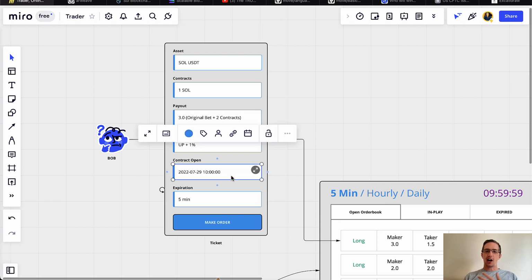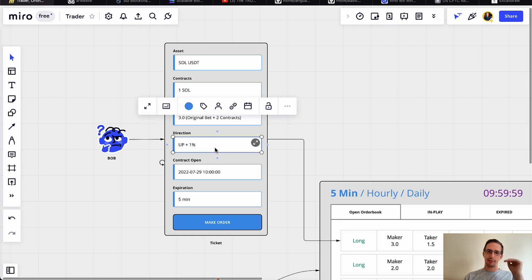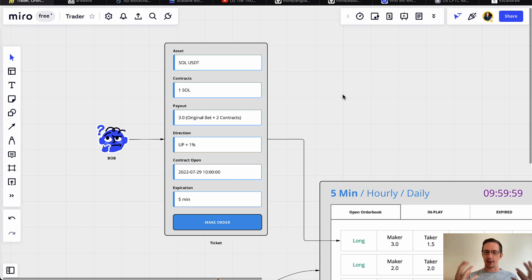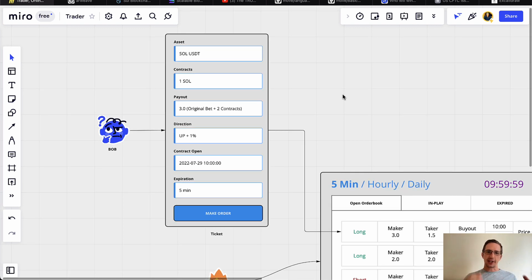Will be higher than whatever its price is at 10 a.m. plus 1%. Or he could just say higher than the price at 10 a.m., which most people would do. But I want to give an advanced example here so that everybody can see the scope of this. So Bob says, okay, I want to bet that.